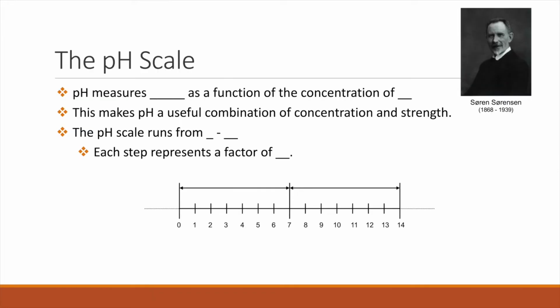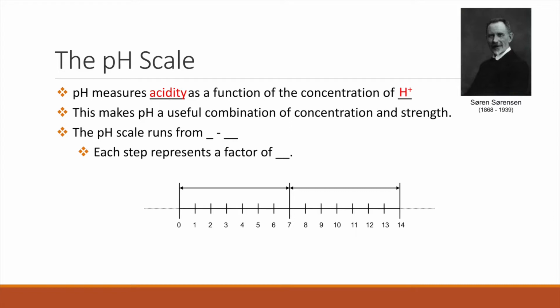In this video we are going to be discussing pH and the pH scale. The pH scale was invented by a chemist named Soren Sorensen. It's a fun name. And pH measures the acidity of a solution as a function of the concentration of H+. So this makes pH a very useful combination of concentration and strength. Now we know that concentration and strength are independent of each other.